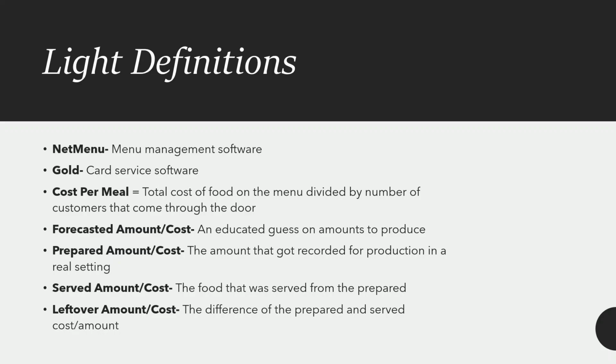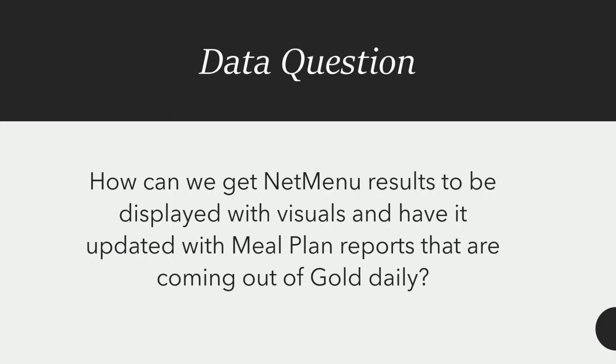We have a forecasted amount in cost. That's an educated guess on amounts to produce. We have a prepared amount in cost. That's the amount that got recorded for production in a real setting. The served amount in cost, that's the difference from the serve that was prepared, how much of the food was actually served. And then we have a leftover amount in cost, and that's going to be the difference between the prepared and served amounts.